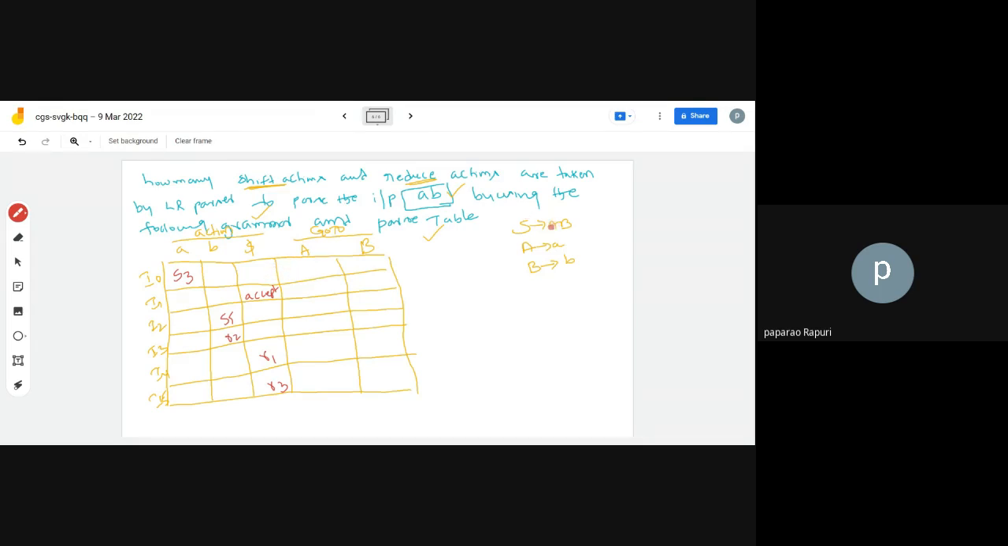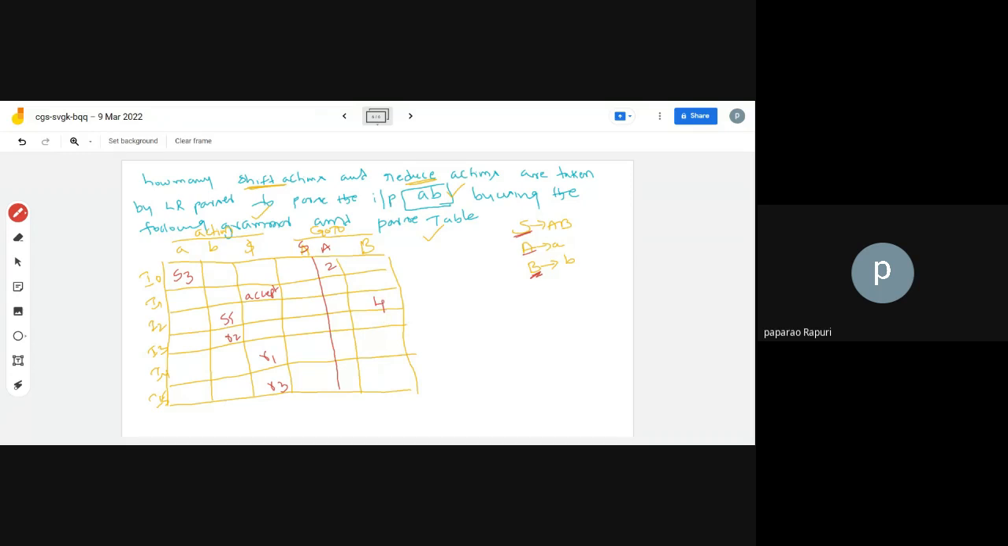Sorry sir, we are having 3 non-terminals here. So this is A. So I0 on A, that is 2, and I2 on B, that is 4.